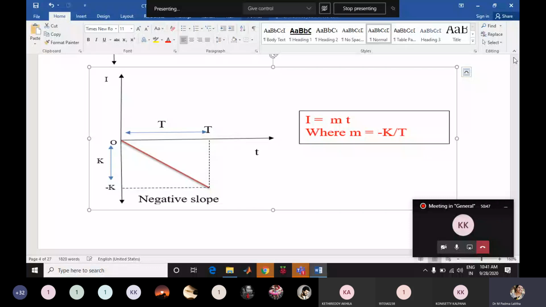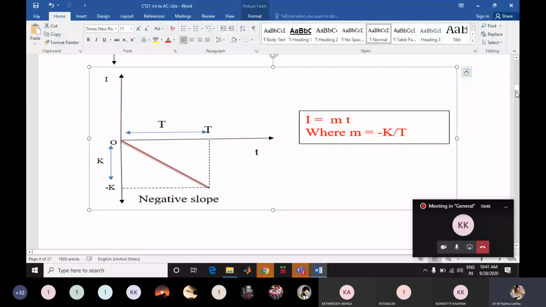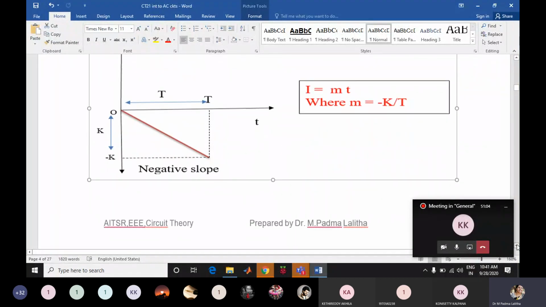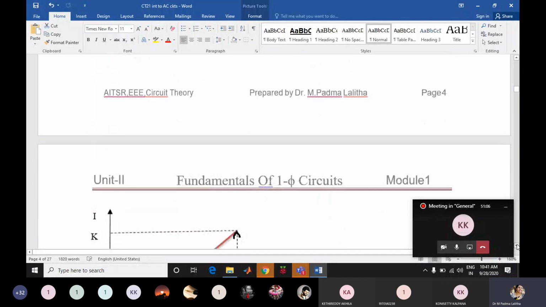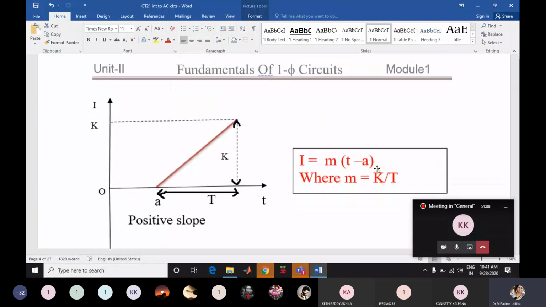Okay. So the only thing is, positive means this line will be like this. All of you know the same expression, i is equal to mt. So what is the only difference? m is equal to k by t. Instead of being below the horizontal axis, it is above the horizontal line like this.